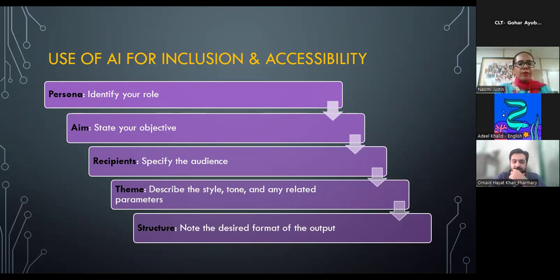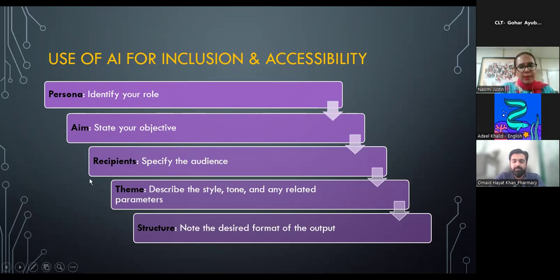So it's really important. The first thing is persona, that you identify your role. Second thing is you state your objective. The third thing is you need to know who your recipients, your audience are, what kind of style, tone, or any related parameter you would like to add, and then what's the particular structure that you would want.